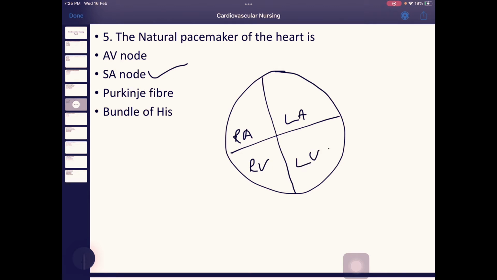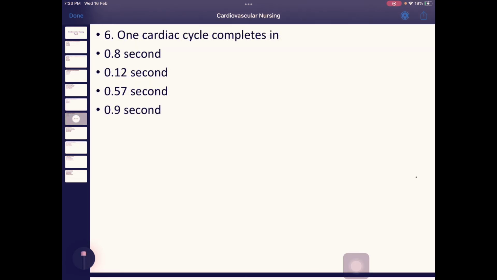So what is SA node? SA node is a specialized group of cardiac muscles. They are located at the entrance of superior vena cava. Suppose this is superior vena cava, and here will be SA node. So what is the function of SA node? It initiates or generates the electrical activity for heart to contract. The electrical impulse will start from here and will pass through AV node, bundle of His, and Purkinje fiber.